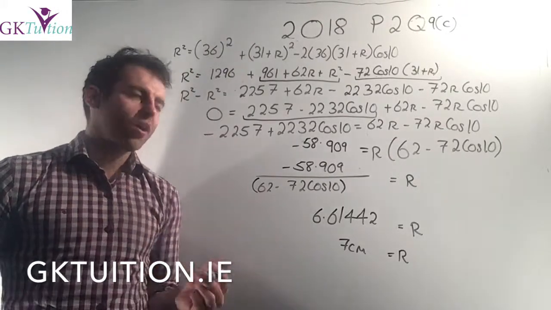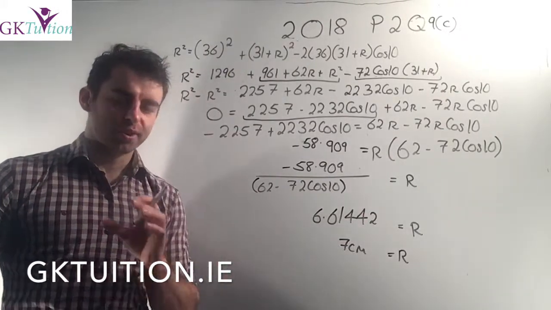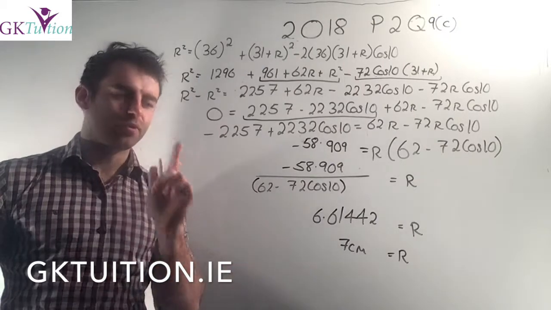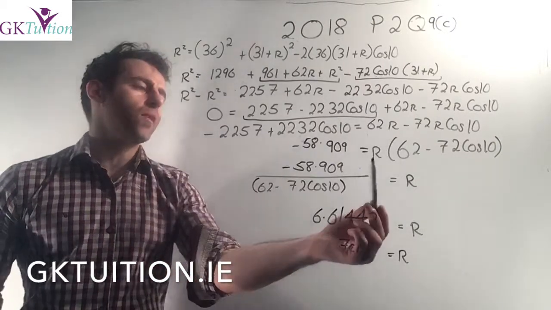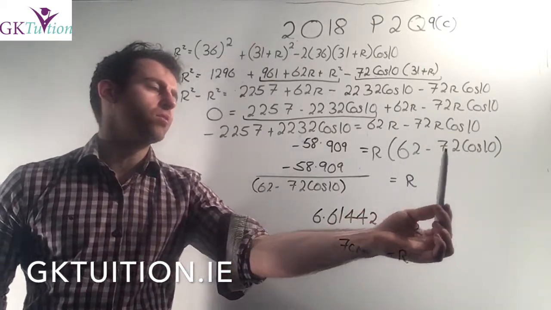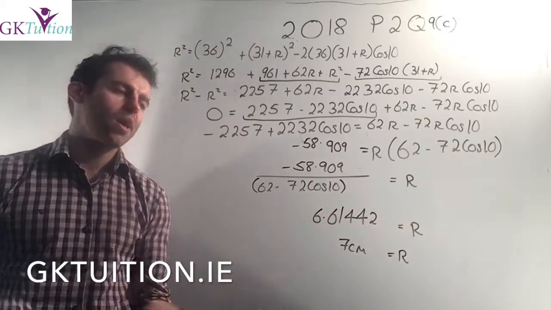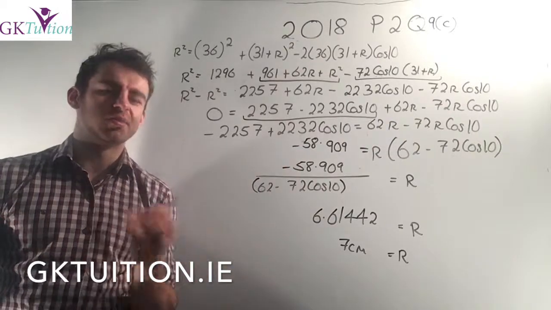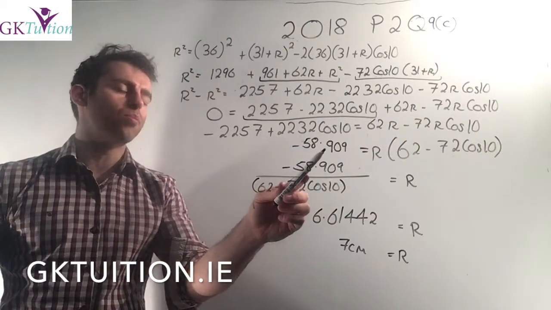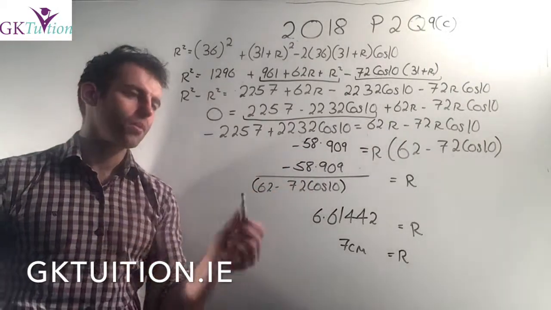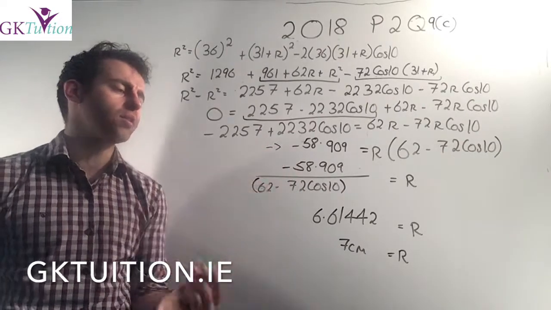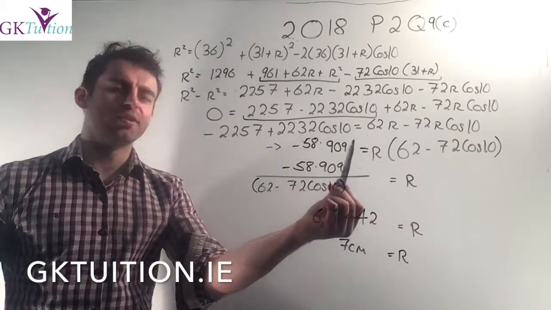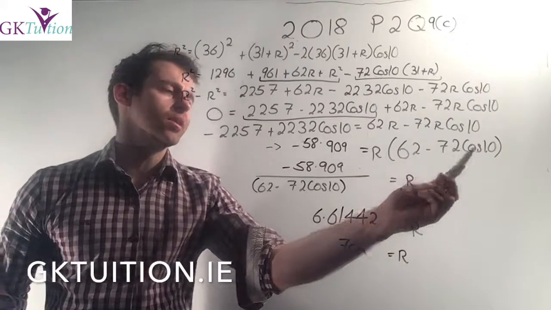Now on the right-hand side, you have to factorize out your OR, because obviously if you're trying to solve for OR, you want to have only one OR in your equation. So I factorize out OR, and I'm left with 62 minus 72 cos 10. At the same time, on the left-hand side, I've just plugged all of these numbers into my calculator. I got minus 58.909. So at this point, you should recognize that in order to get OR on its own, you just want to divide both sides by this bracket.